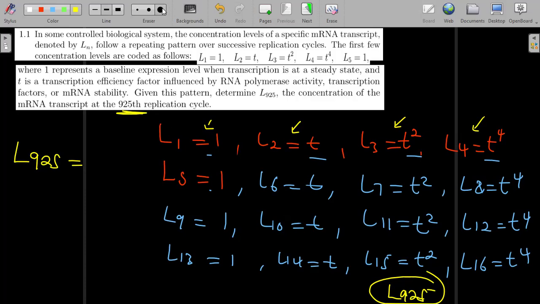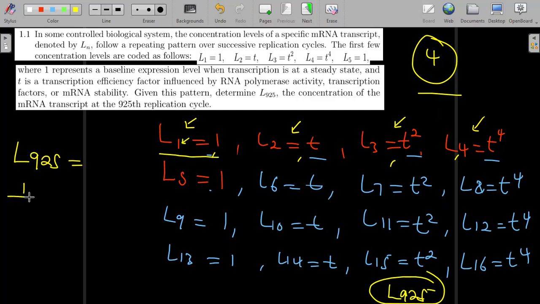To find this L, what did they do? Remember, we said the patterns that are repeating are 1, 2, 3, 4, so there are 4 repeating values, or we can say the replication cycle repeats every 4 cycles. So how are they finding this one here? It is found by simply dividing the number of the replication cycle by the repeating cycle, and then getting its remainder. So how did they find that L1 is equal to 1? They took this replication cycle, which is 1.